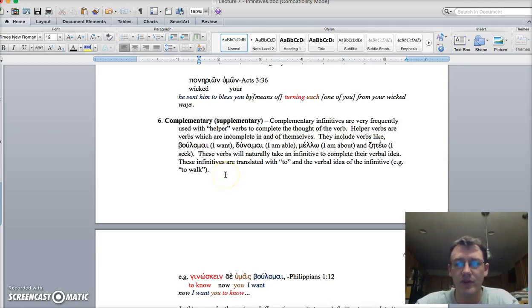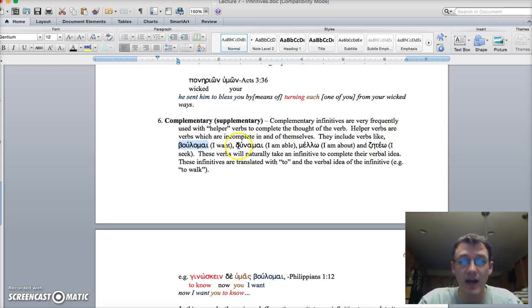A complementary infinitive. In English, we would never just say I want. We always want something, or we want to do something, right? And so just likewise in Greek, when you have the Greek form of the word I want, if there's no noun to follow it, then there will be a verbal noun to follow it, because you can't just say I want. You have to want something or to do something. So I want to eat. That's just going to have an infinitive sitting right there at the end of it.